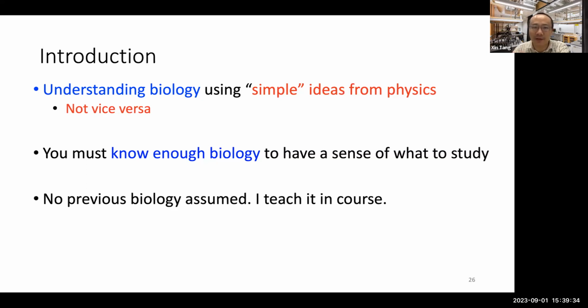Then we can focus our limited energy and resources to understand the important part first. Okay, so I think those are the compatible ways to understand biology. In this class, we will use simple ideas from physics to understand biology. And of course we need to know enough biology, using the traditional way, so that we have a sense of what to study. I don't assume you have any biology knowledge, so we will introduce everything we need in the class.